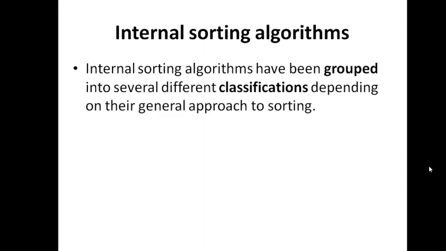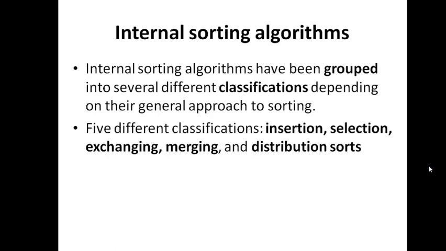Secondly, the internal sorting algorithms have been grouped into several classifications. These are some of the classifications. We have 5 classifications of the internal sort algorithm. We are not going to discuss any external sort algorithm. We are only going to focus on internal sort algorithms. That means all these algorithms are simple algorithms helpful for sorting a small list of numbers, and they do not need any secondary memory to be used.